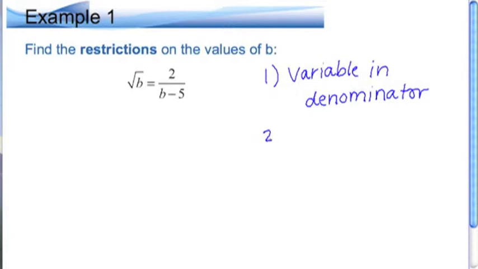The other type of restriction is a restriction for a radical, or a square root. In this case, we're not going to allow the number under the radical to be negative. So we're going to take what's under the radical and set it greater than or equal to 0.